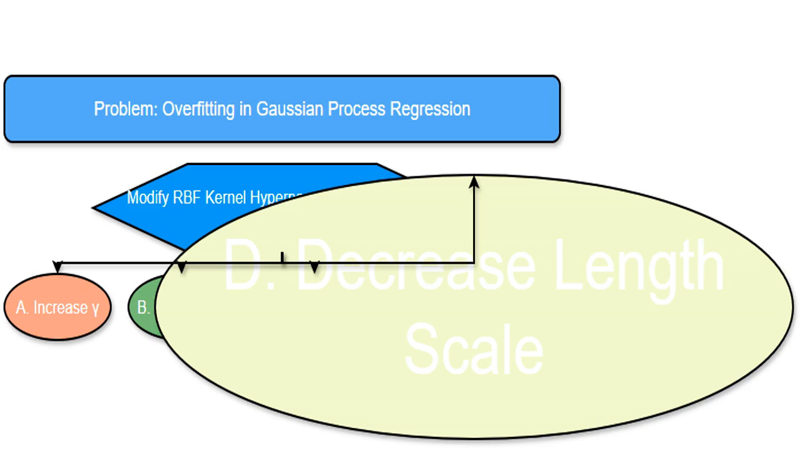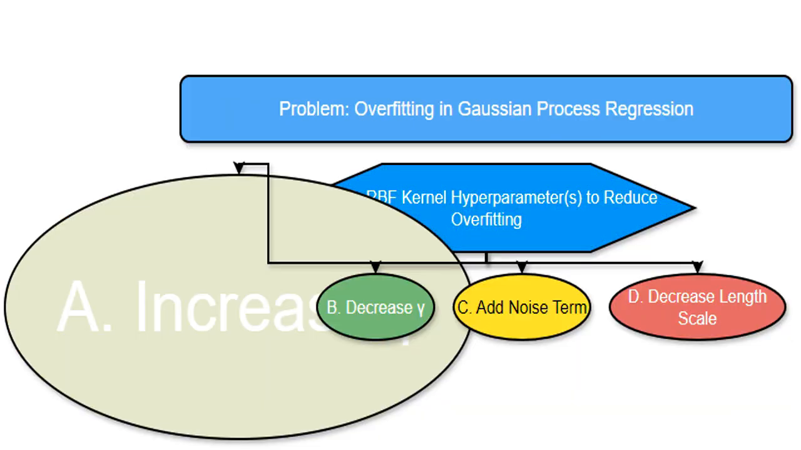I should avoid decreasing the length scale. This is the same as increasing gamma, which will make the model even more complex and worsen the overfitting problem. That would make things worse. I should avoid increasing gamma. Increasing gamma will decrease the length scale, resulting in a more complex model that will likely overfit even more. That's definitely not what I want.